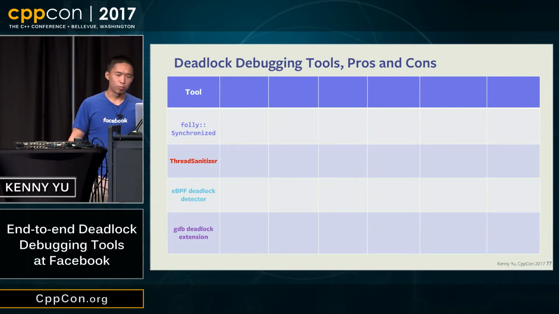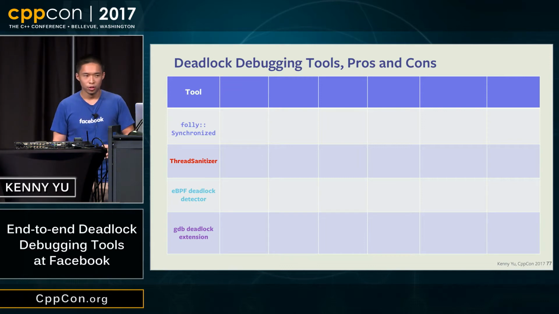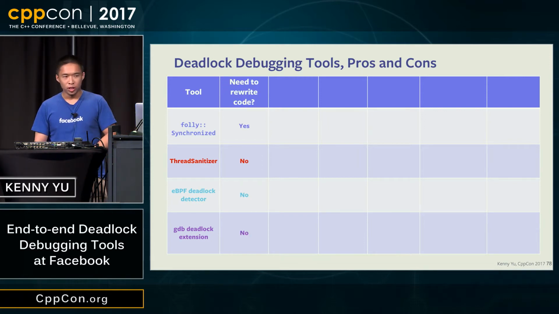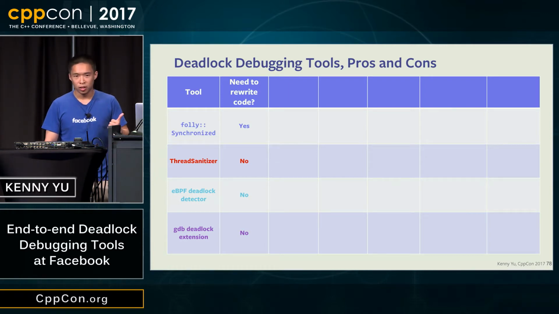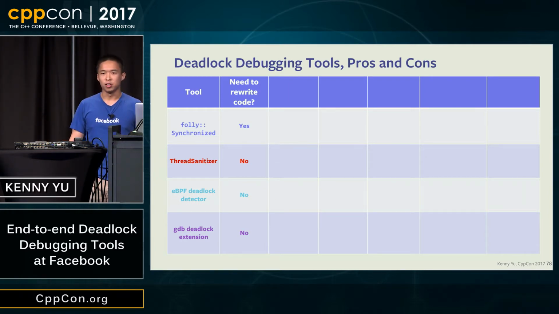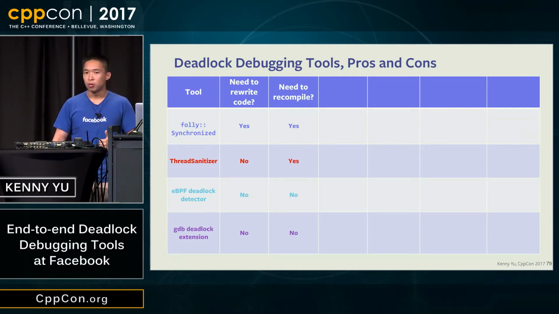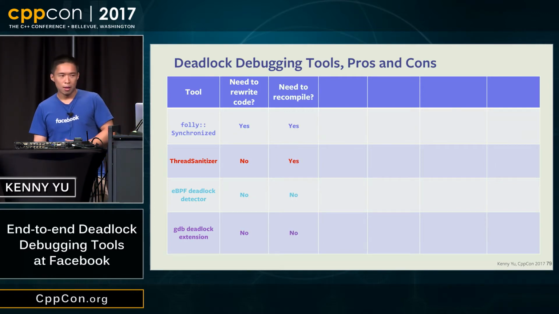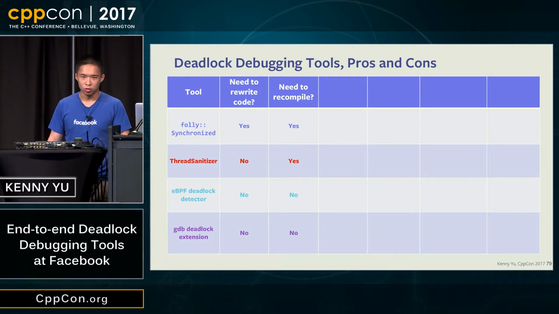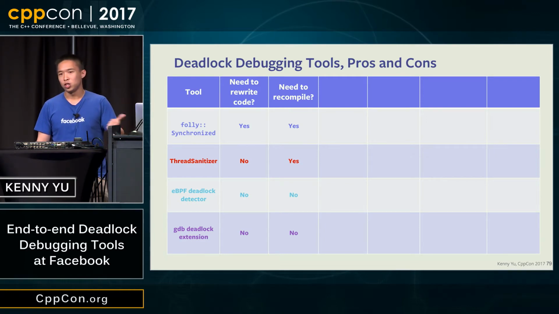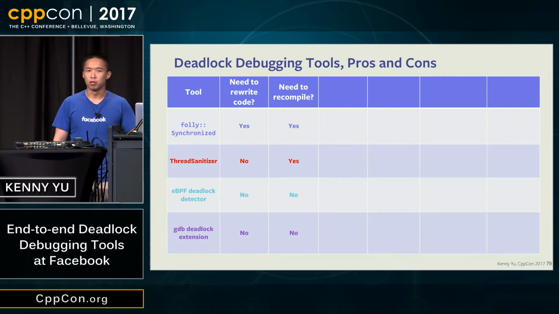So you might be wondering, what are the pros and cons of each tool? There are multiple dimensions to consider. The first is, do we need to rewrite our source code to use it? Folly Synchronized is the only library here, and that's the only one where you would actually need to change your source code. Do I need to recompile my service to use the tool? Folly Synchronized is a library, so yes, you do. With TSAN, you don't need to change your source code, but you do need to recompile your binary in a special way to use it. The other two tools do not.